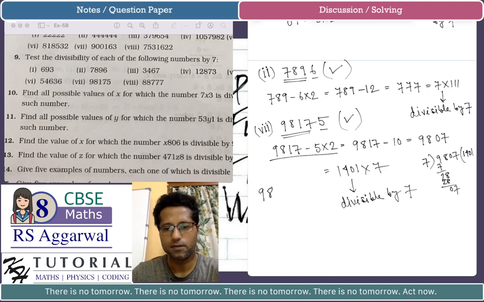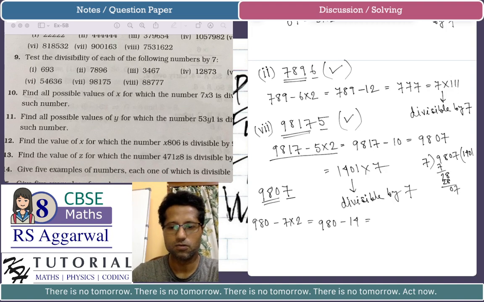What I will do is I will again apply the rule on 9807. So this is the unit digit, and the number formed by the digits excluding the unit digit is 980. So I will check whether 980 minus 7 into 2 is divisible by 7 or not. So this is 980 minus 14. This is equal to 966.